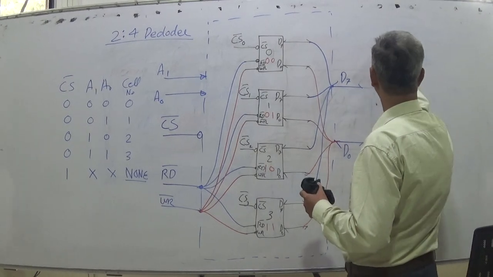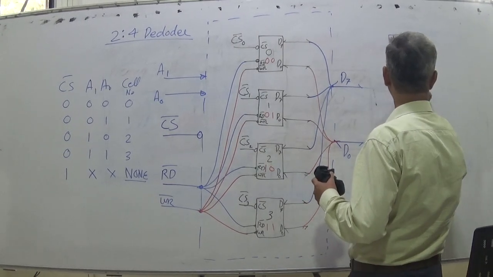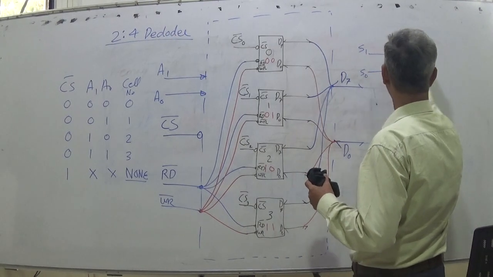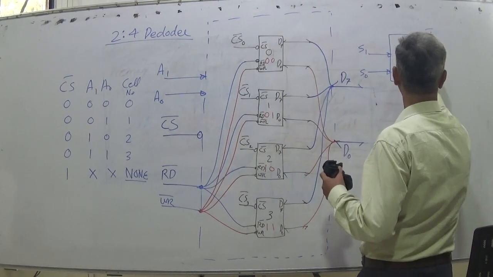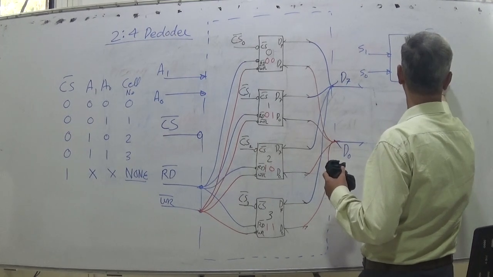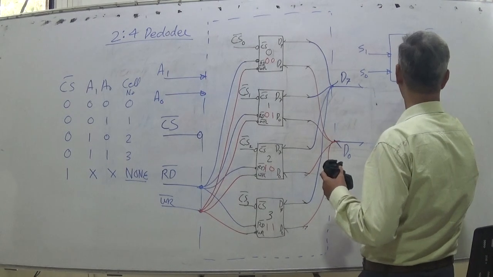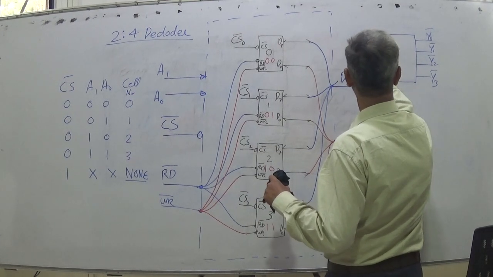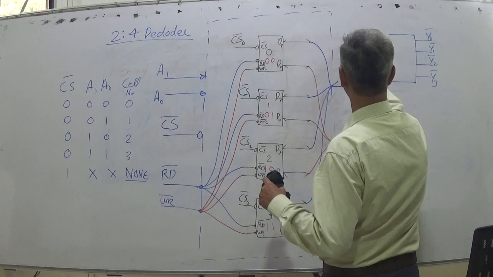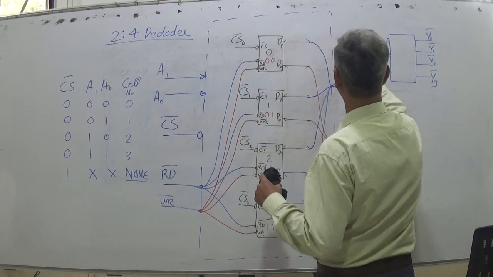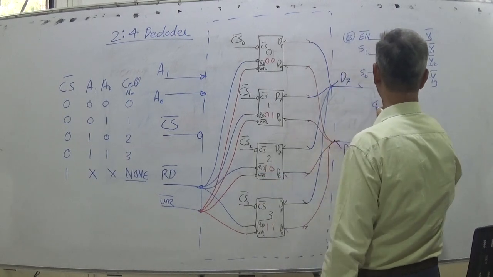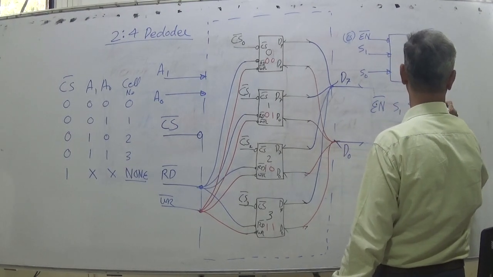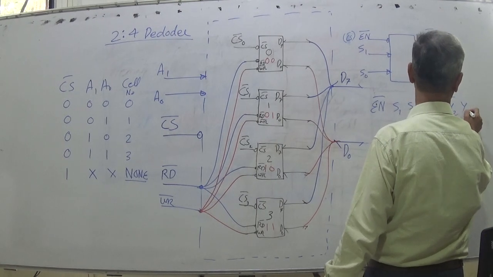It has two select lines, called A or S1, S0, and four output lines, Y0 bar, Y1 bar, Y2 bar, Y3 bar. Obviously we don't show supply lines. And one is called enable bar or chip select bar. Both have the same logic, just enabling. So this EN bar, S1, S0, Y0 bar, Y1 bar, Y2 bar, Y3 bar.